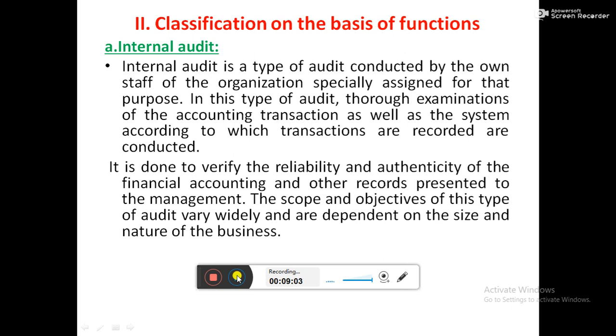In simple terms, we can say internal audit is the type of audit which is undertaken by an employee of the organization who is appointed for the purpose of doing so. Here, the auditor will check all the records thoroughly in order to identify the authenticity and reliability of the financial accounting, and the results are presented to the management. The internal auditor is an employee of the organization, so he is not an outsider. He is the employee who is appointed for the purpose of verifying the authenticity of the books of accounts.